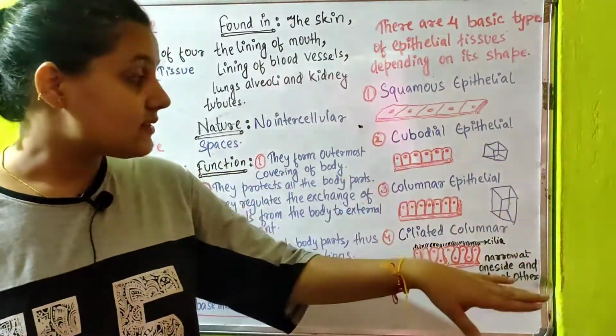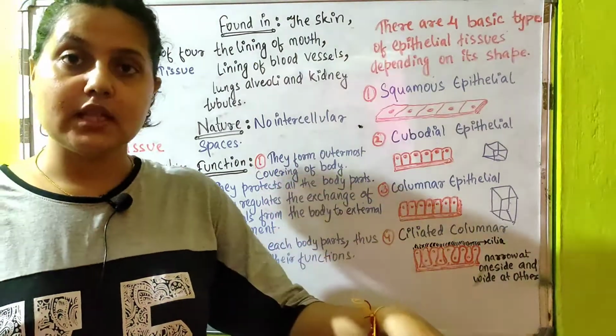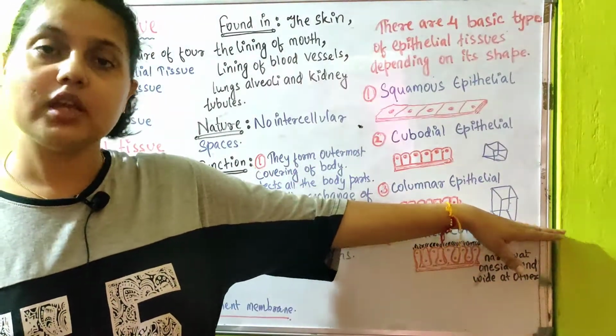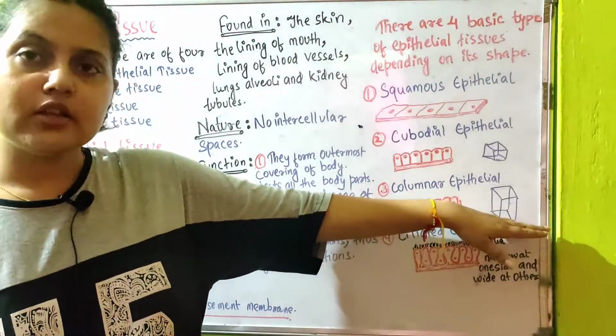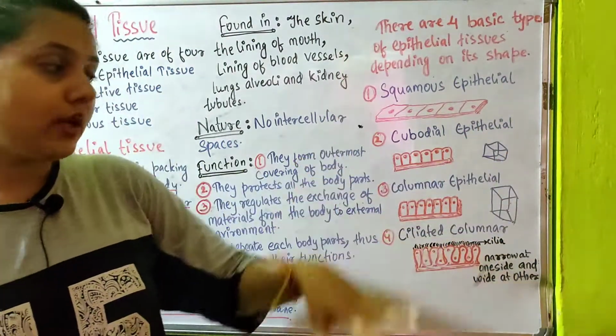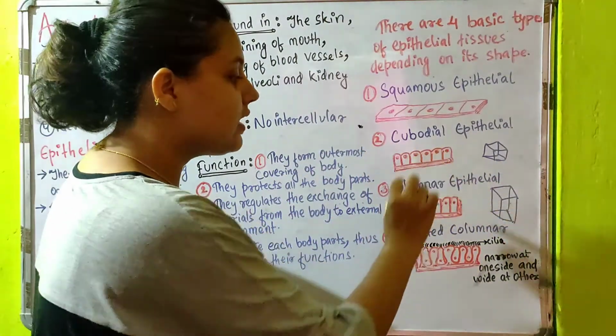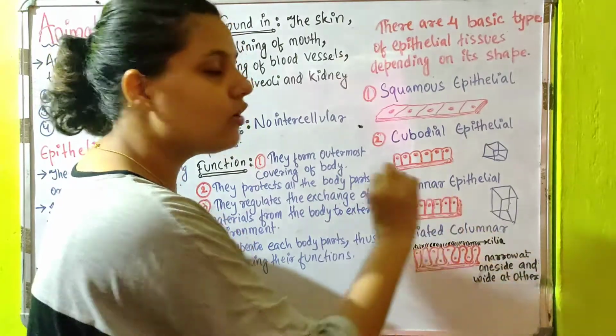And the third is columnar epithelial, they are made up of cells which are in the shape of a cuboid. That means it is rectangular and it is like a square. You think like that. You see these are in the shape of a square itself, and these you see are quite longer.